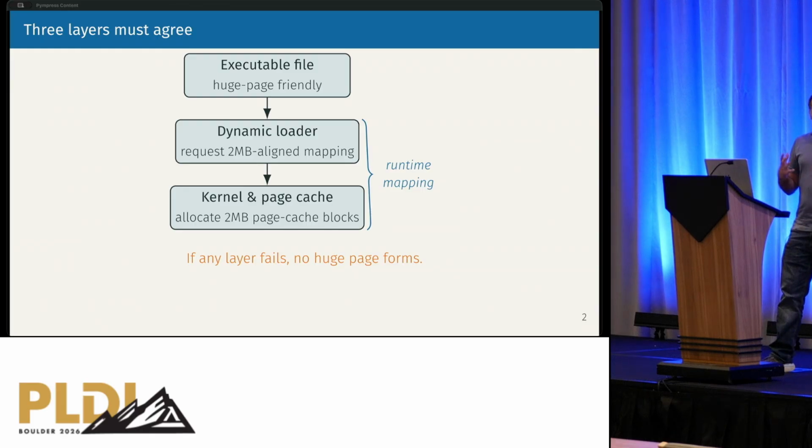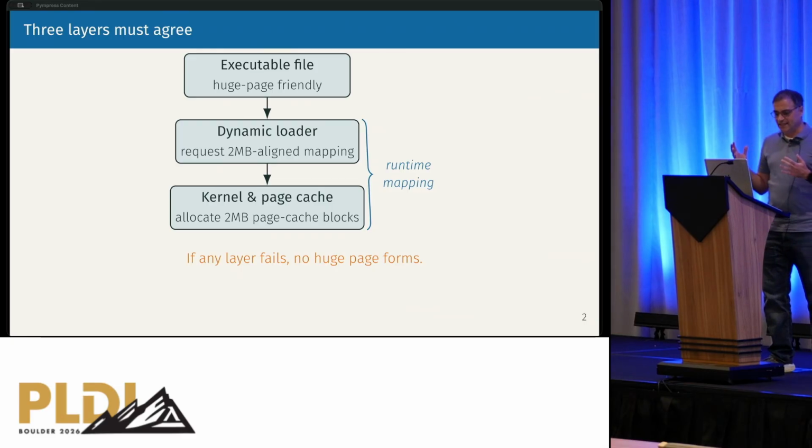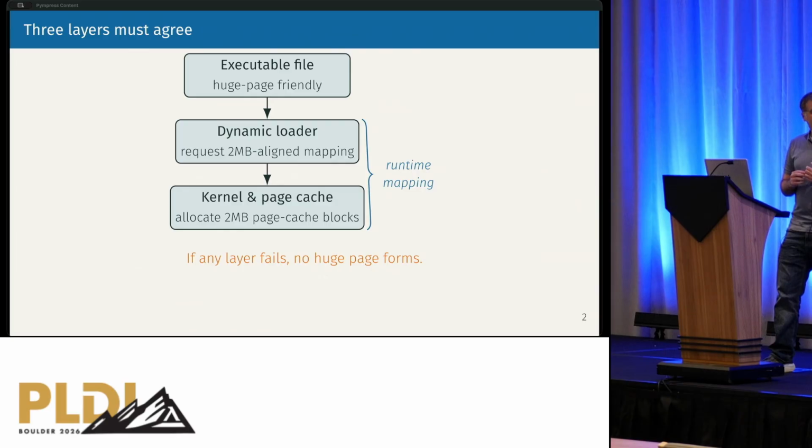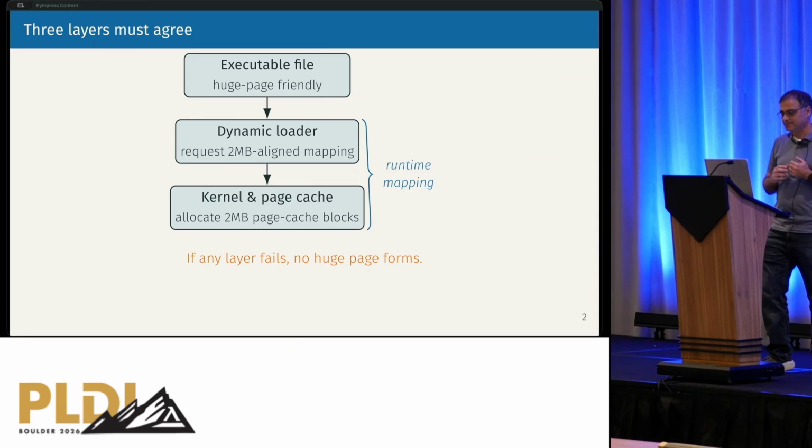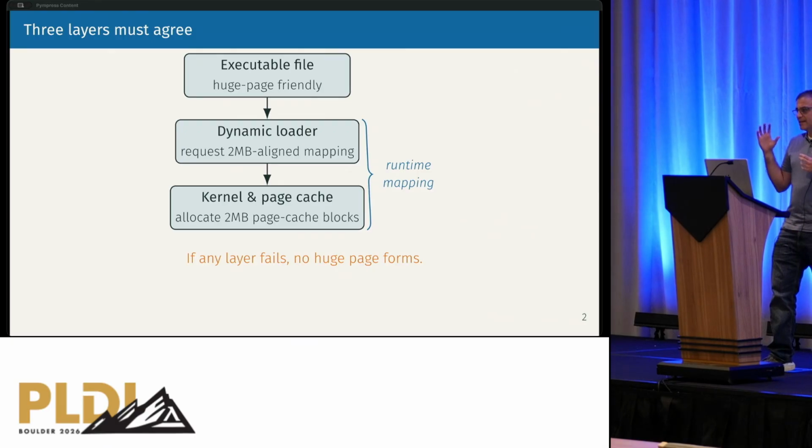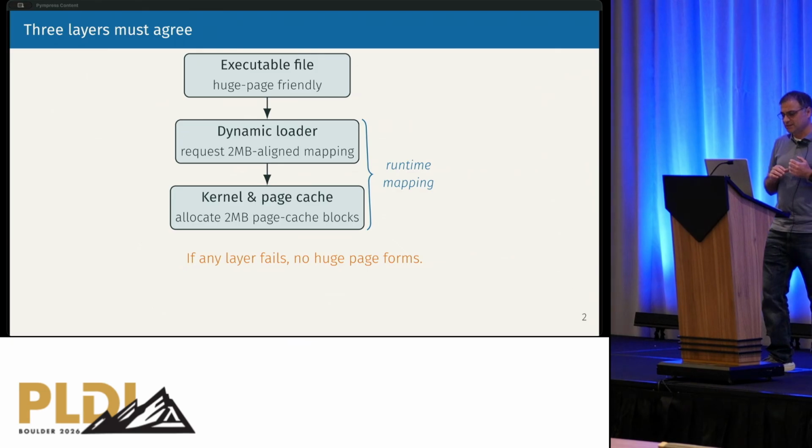So let's talk about why it is so hard, why we don't have huge pages today. Well, 3 layers must agree in order for us to have huge pages. And I'm talking in this talk about Linux, but this is not specific for Linux. So the first thing we need to have is a file, the executable itself, that needs to be huge page friendly, let's call it, and we'll talk about it in a second. And beside that, we have the dynamic loader that is supposed to map the executable to memory. And we have the kernel that has page cache that holds those mappings of the file. They need to map the executable, the code, using 2 megabyte page.